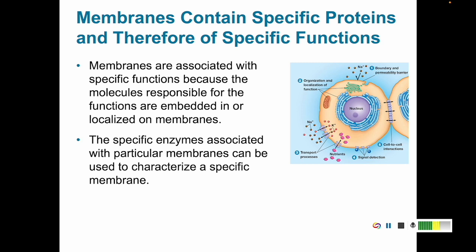There are different membranes that have specific enzymes with them, and so you could actually characterize what membrane you're looking at by seeing what enzymes are there. So if you were to isolate a mitochondrial membrane, you'd find different enzymes than if you were to isolate a membrane of the Golgi apparatus. So those are able to characterize that membrane.